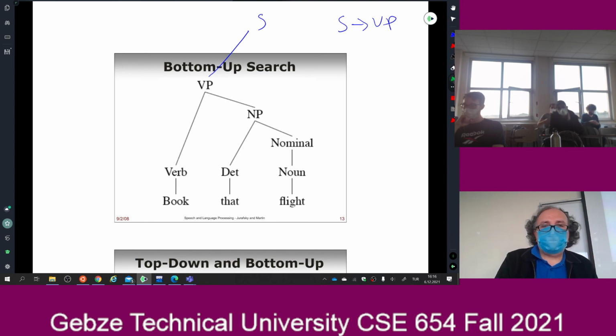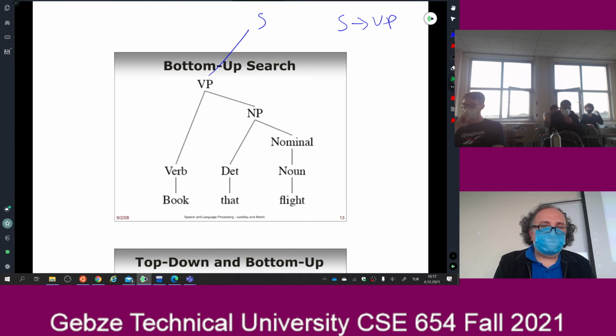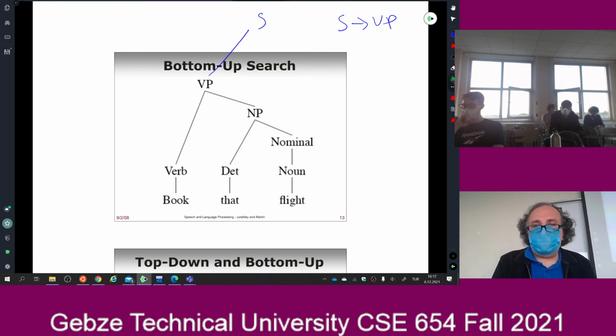Of course I had chosen the correct path all the time. Again, book could have been an adjective, a noun. That could have been another thing. Flight didn't have to be a noun and nominal, etc. So bottom-up search works this way. Again, when I obtain this, does that mean that I am done? No, because there could be other ways of parsing this sentence.